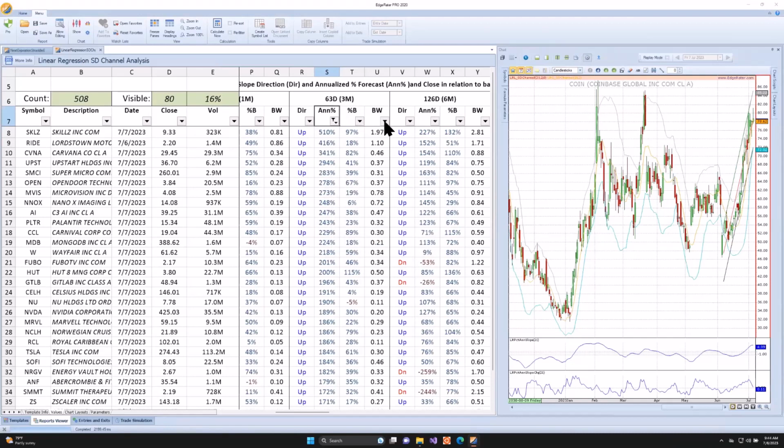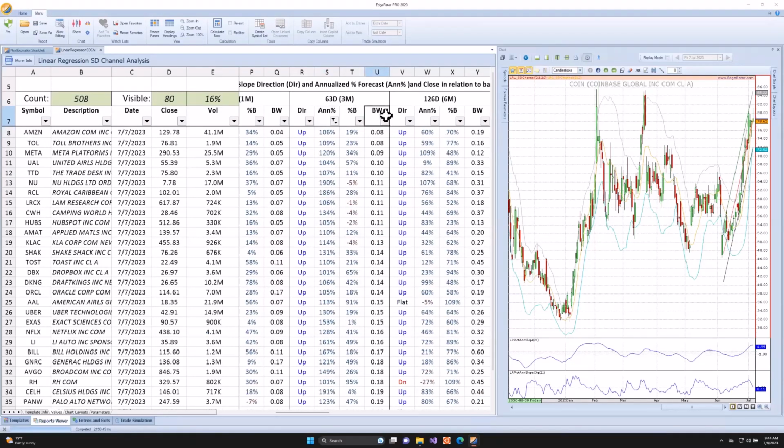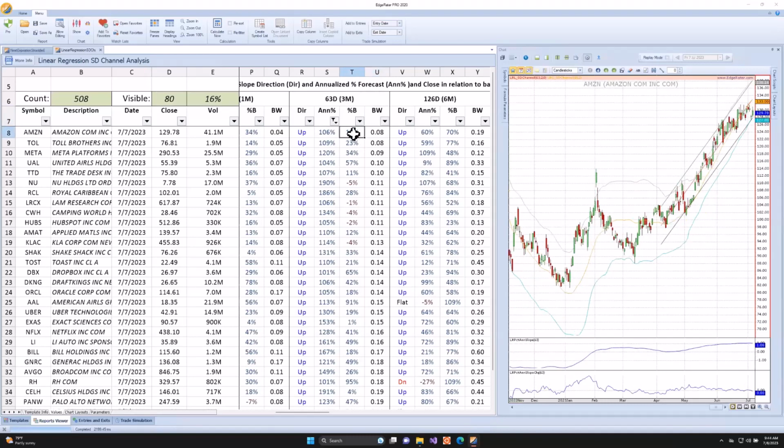I'm going to look for bandwidth being quite low. This time I'll just sort by bandwidth. Okay, and that meets the criteria. And then the %B column is just telling me where price currently is in relation to the standard deviation bands around the linear regression line.